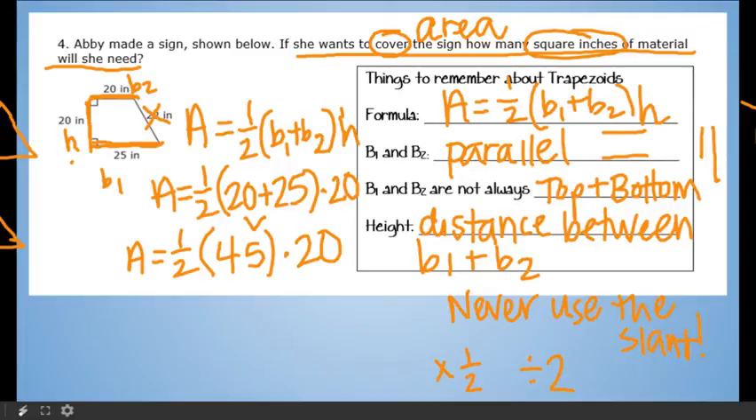So I'm going to give you a minute to multiply those three numbers together to find out what 1/2 times 45 times 20 is, and input your answer into the question that pops up.